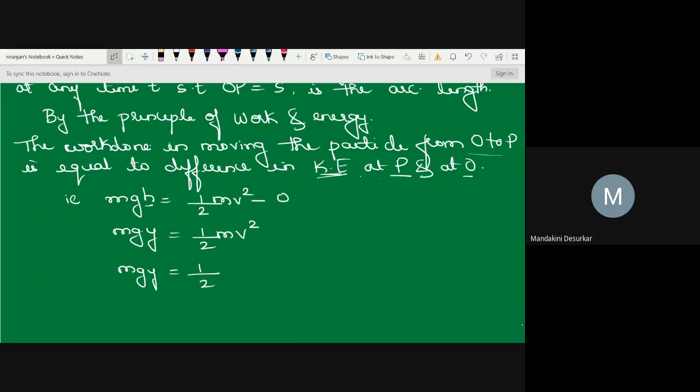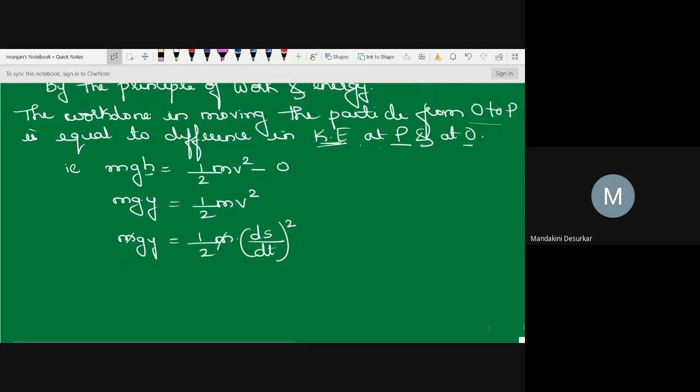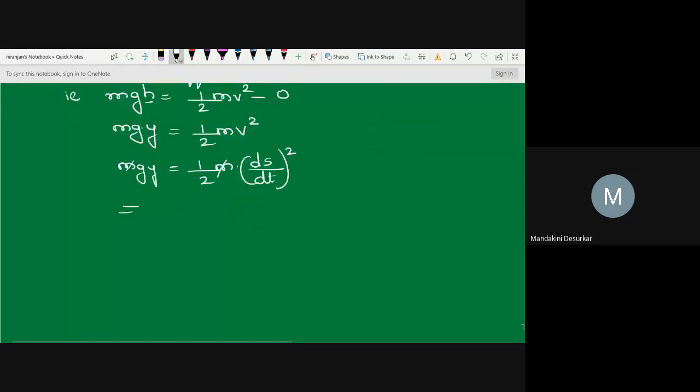How do you define velocity? It is ds by dt. Is it ds by dt or no? So m gets cancelled over here. Now what do we have? ds by dt squared is equal to 2gy, so we'll have ds by dt equal to the square root of 2gy.